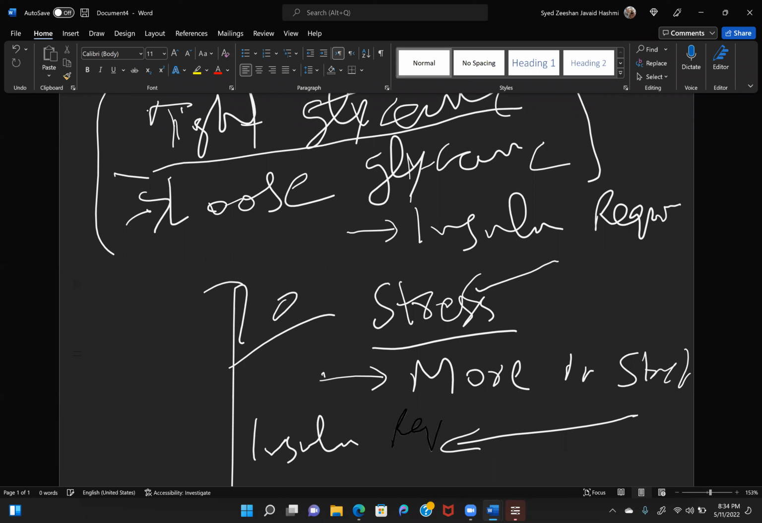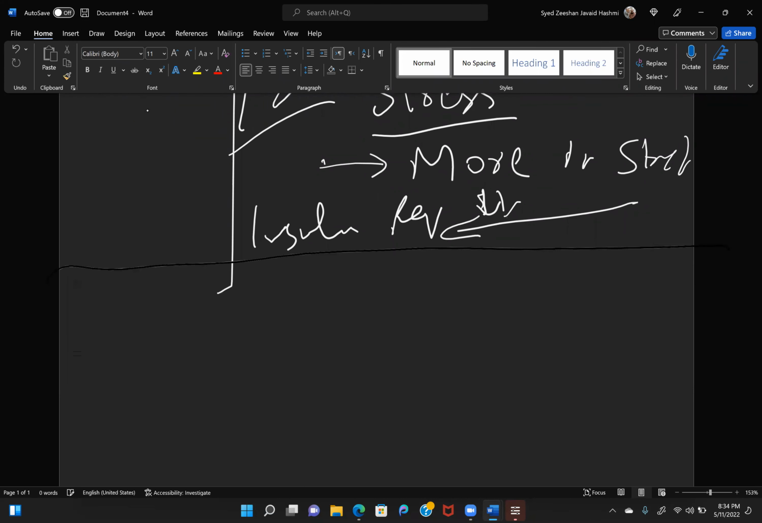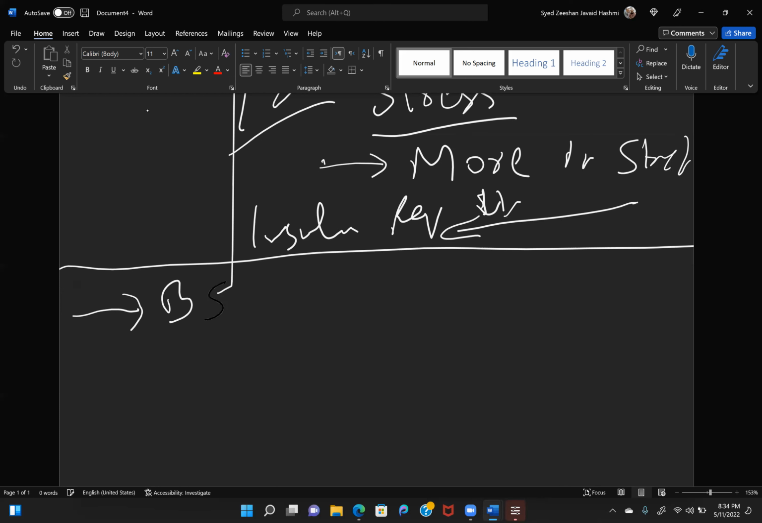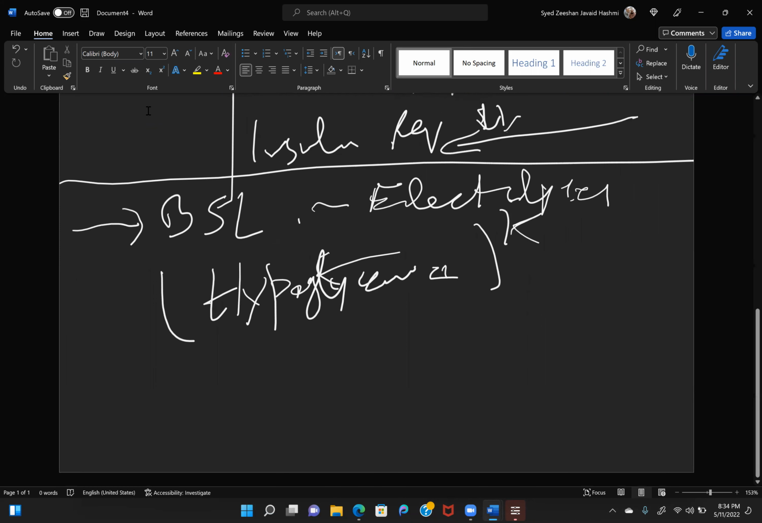So you have to think about these things. In addition to blood sugar level, would you like to do anything else when you are giving insulin? Yes, potassium, electrolytes overall, especially potassium. And you should take care of hypoglycemia, because if you give insulin and the patient becomes hypoglycemic, hypoglycemia is a more serious consequence as compared to hyperglycemia.